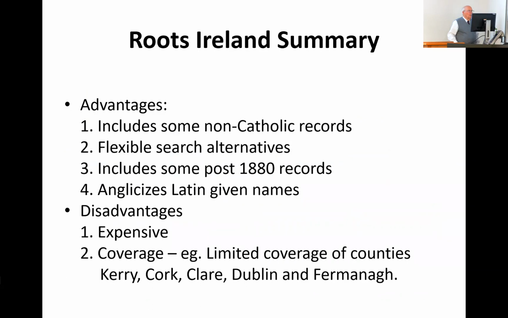Now, the advantages of Roots Ireland are it includes some non-Catholic records, mainly Church of Ireland, flexible search alternatives, which we'll explore in a moment. It includes some post-1880 records. It anglicizes Latin given names. Its disadvantages are it's an expensive site, and it has limited coverage of about 4 counties, which are Kerry, Cork, Clare, Dublin, and Fermanagh.